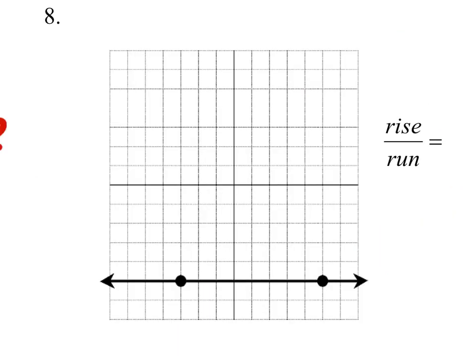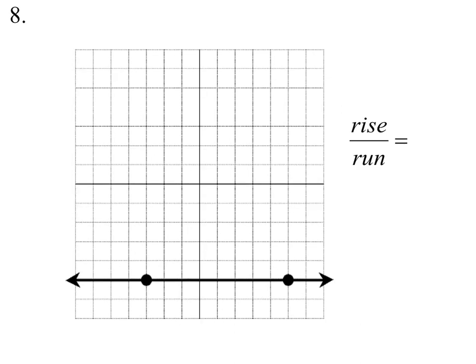All right, number 8, this one gave us 2 points. That was very kind of them. Well, let's start at this point right here. And again, we're going to the right, right? So this value looks like it's a -3 x value. 1, 2, 3, 4, 5. So a -5 y value. And then over here, what is that? 1, 2, 3, 5 and -5.